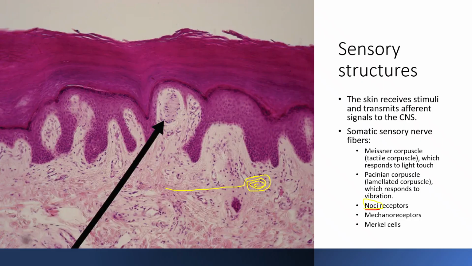And then mechanoreceptors are receptors that respond to direct mechanical pressure. These are opening their sodium channels as we apply pressure to those mechanoreceptors. And then Merkel cells, we'll talk about a little bit more, but Merkel cells are another accessory sensory structure within the skin.